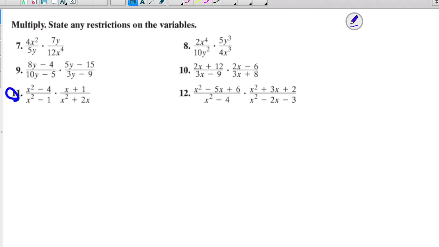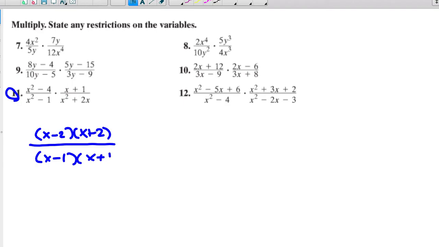number 11. Okay, so x squared minus 4, that is a difference of squares. So that's going to be x minus 2, x plus 2, all over, that's another difference of squares, x minus 1, x plus 1. Times, we have just the expression x plus 1, all over x squared plus 2x. They have an x in common, so I'm going to factor out that x, leaving us with x plus 2.